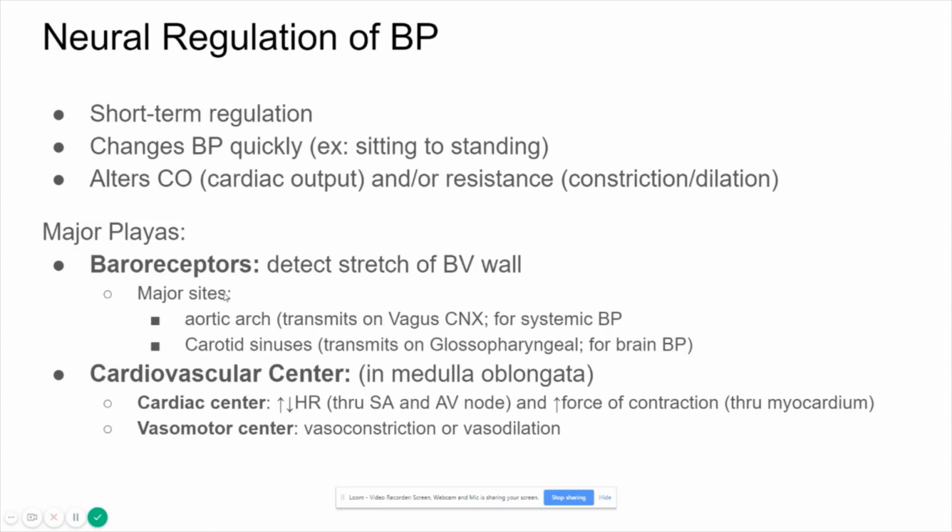These baroreceptors detect stretch of blood vessel wall, and then they transmit that information to the medulla oblongata, to a specific part called the cardiovascular center. The cardiovascular center has two nuclei: the cardiac center, which can increase or decrease heart rate, as well as force of contraction, and the vasomotor center, which influences vasoconstriction or dilation of blood vessels.